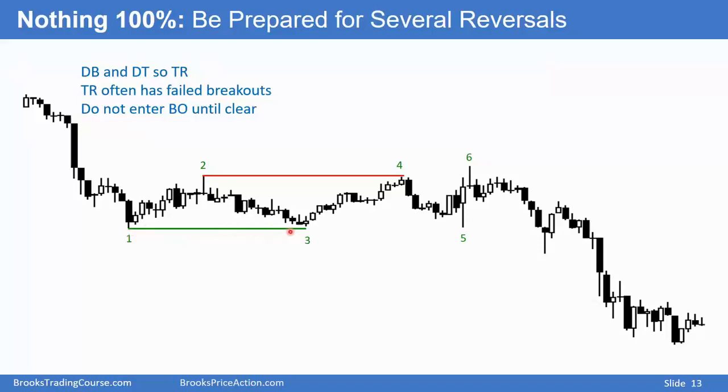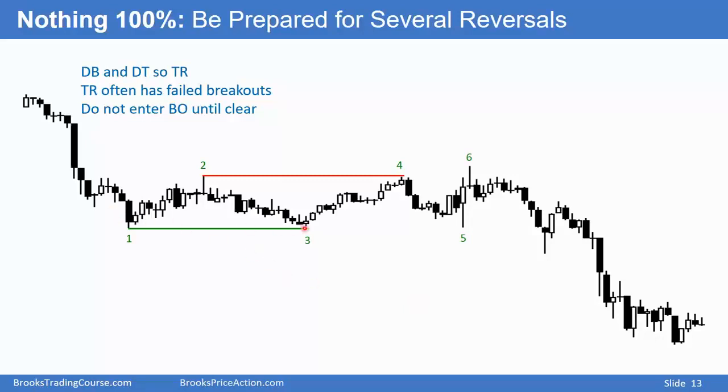We have a double bottom. We reversed up to the neckline, yet did not break above it. And now we have a potential double top. Bulls would buy above the reversal up from the prior low, a double bottom. Bears will sell the reversal down from the prior high, a potential double top.